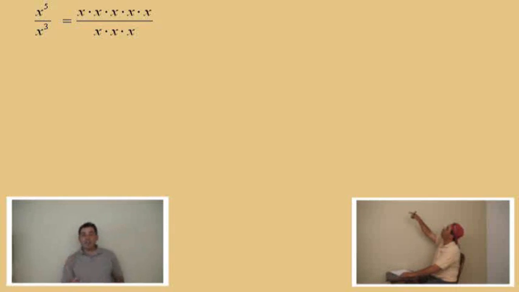Now, Charlie, how many x's are on top? 5. That's right. How many x's on the bottom? 3. That's right. So remember, x over x is actually 1, so we're going to start canceling, or reducing, however you want to look at it. So we're going to cancel 3 x's on top with 3 x's on the bottom, okay? Now, Charlie, what's left on top? 2 x's. That's right. Now, what's on the bottom? 1. It's a 1. It's not a 0.